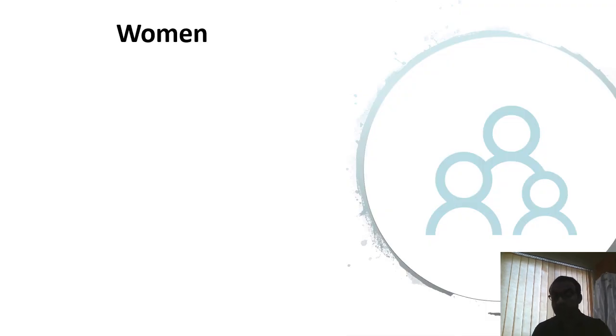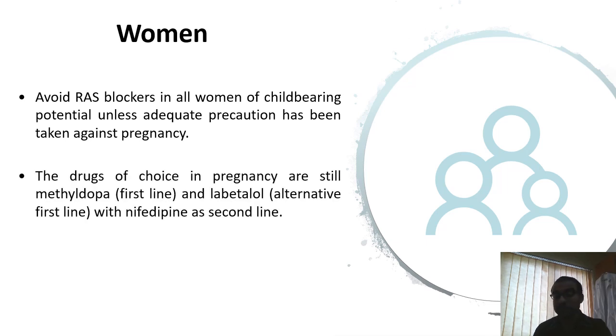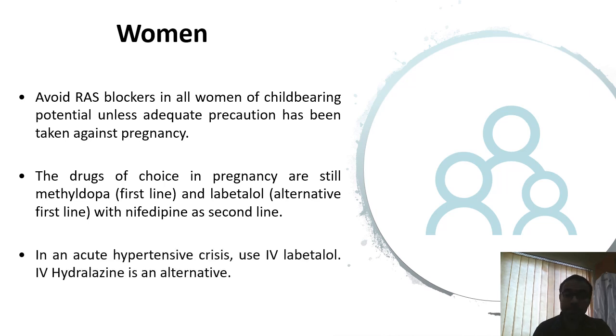Next are the women, and when we talk about women, we're interested in highlighting the medications that cannot be given in the first place, like the RAS blockers, which cannot be given in general to any woman with childbearing potential. Knowing that these are contraindicated, what is recommended? The first line in pregnancy is still methyldopa. Labetalol can also be an alternative, and as a second line, nifedipine can be prescribed. In the acute setting of hypertensive crisis, IV labetalol and alternatively IV hydralazine can also be used.